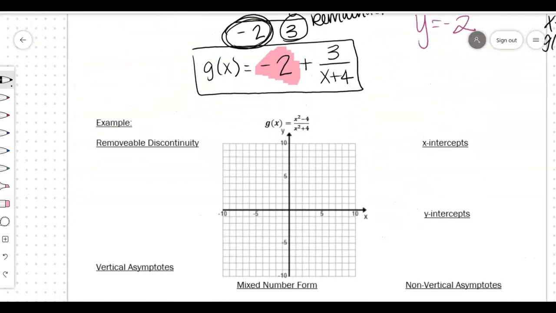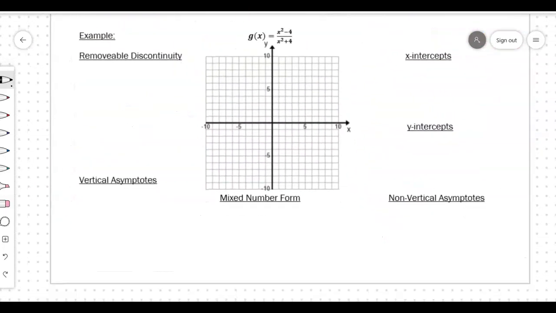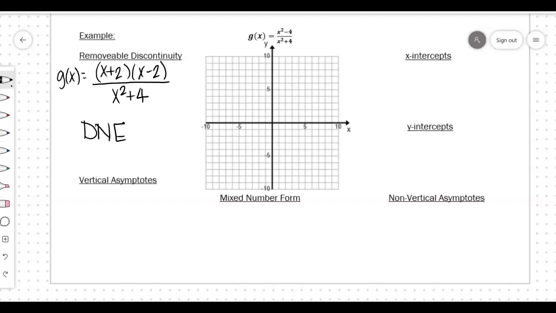Okay, so that is the first example. So we're going to go a little bit quicker now with this second one. Again, first thing you want to do is factor what you can. So that would be x plus 2, x minus 2 in the numerator. Note that the denominator is not going to factor, which means I'm not going to have anything that cancels. So we don't have a hole. We don't have a removable discontinuity.